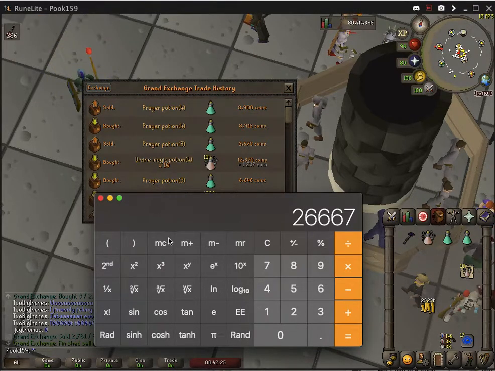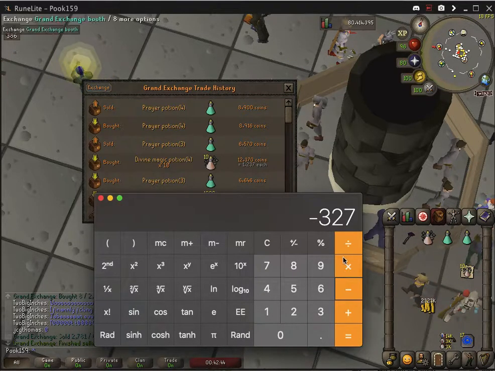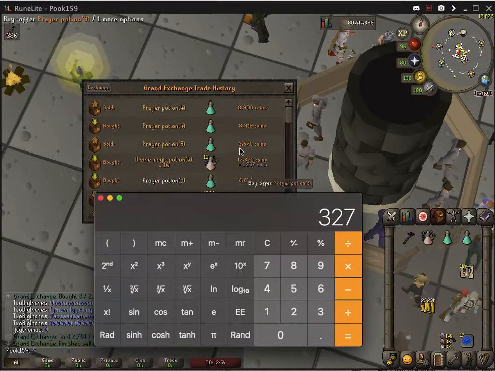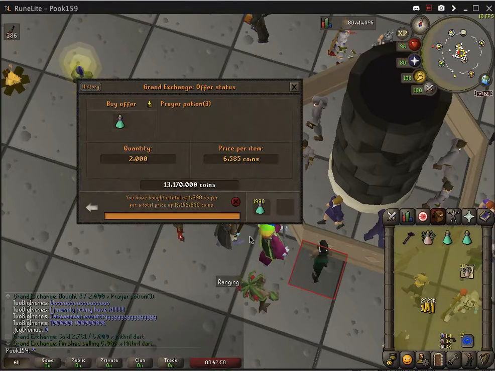Okay, I don't understand why the bracket didn't work on this, but it should work. Anyway, the point is, since I wrote down the other number, here it is. This calculator is a little bit weird, but here's the other number. Ignore the negative sign because I subtracted a lower number from a bigger number, or vice versa. So 327 positive. That's how much I'm going to make per potion. And it varies because when you buy it, the Grand Exchange automatically, as far as I'm aware, changes it.